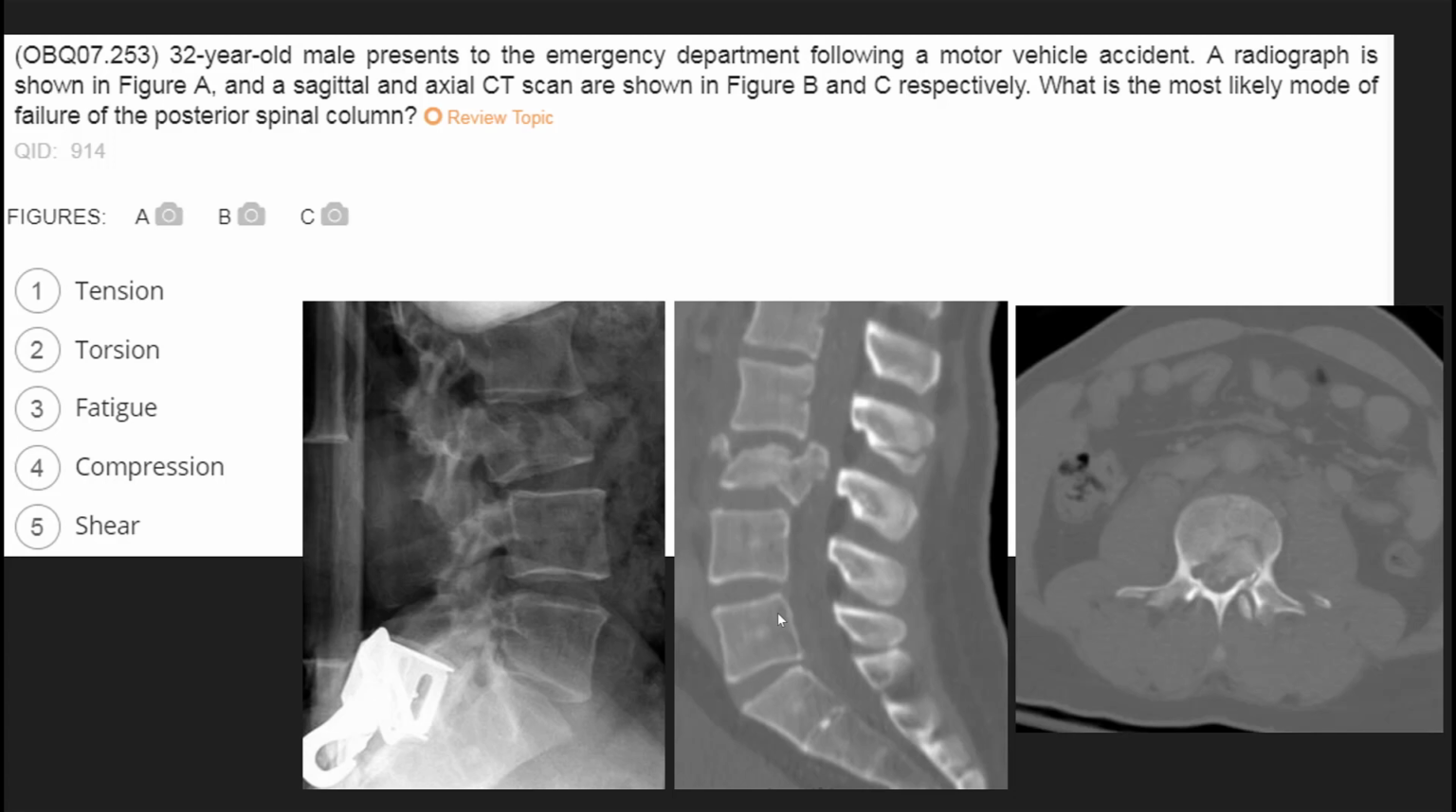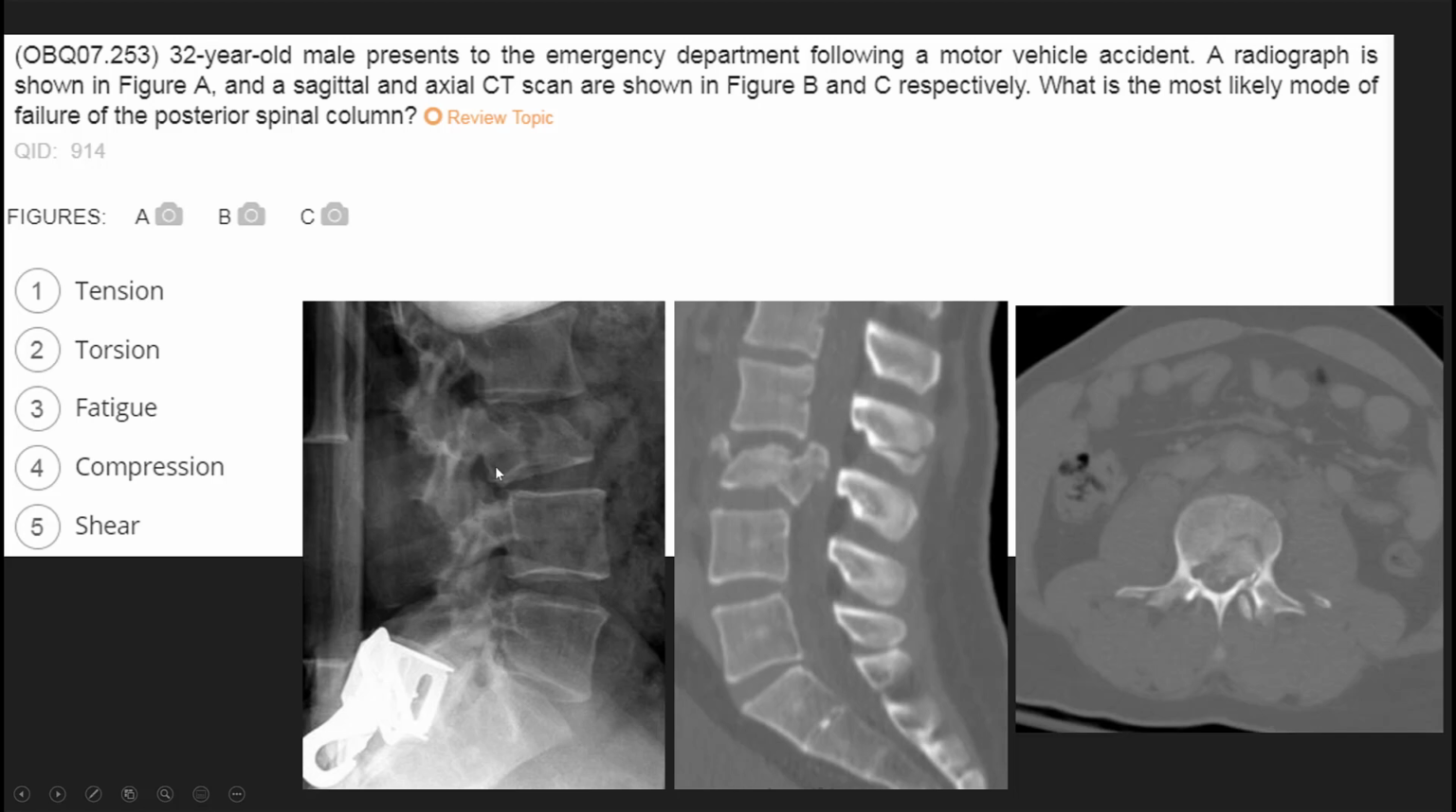So here's another question. A 32-year-old male goes to the ER following a motor vehicle accident. Radiograph is in figure A. You have your sagittal and axial CT scans in B and C. What is most likely the mode of failure in the posterior spinal column? Looking at your x-rays here, you see that comminuted fracture through the whole body. It's wedged in the front. In the back, I can't see much.